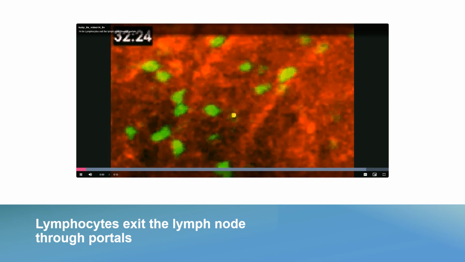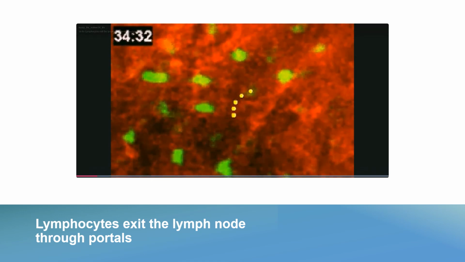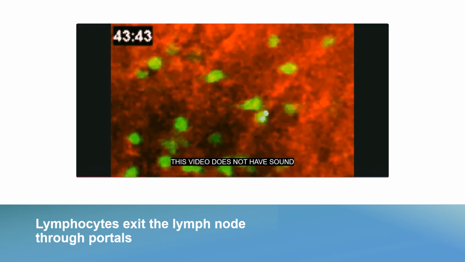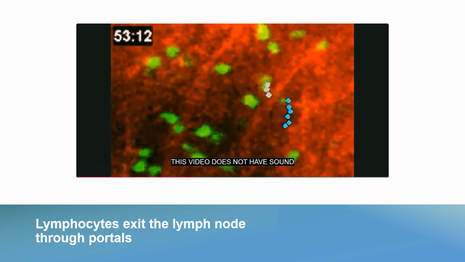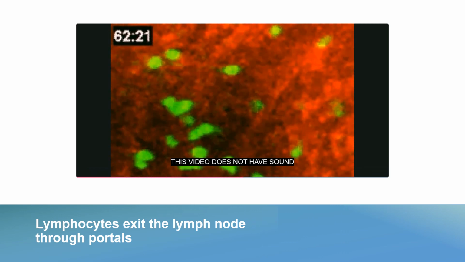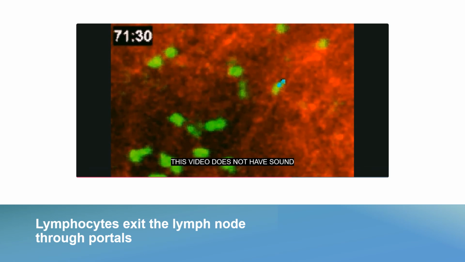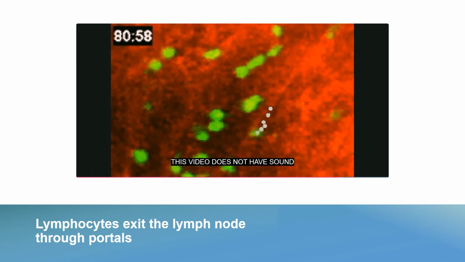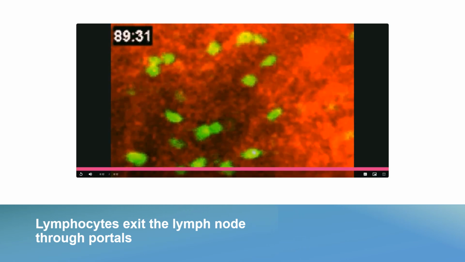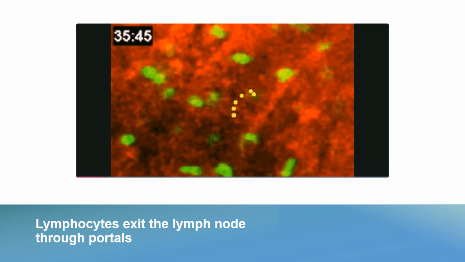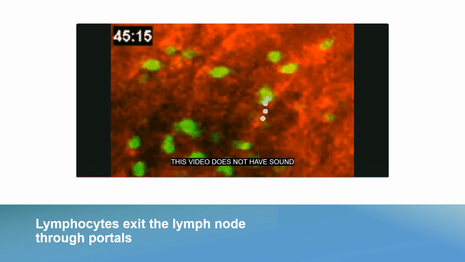So this particular video is of lymphocytes exiting the lymph nodes through the portals. And the little yellow dots show the pathways of cells. And you'll notice that they disappear. And that's as they actually leave. Bloop.